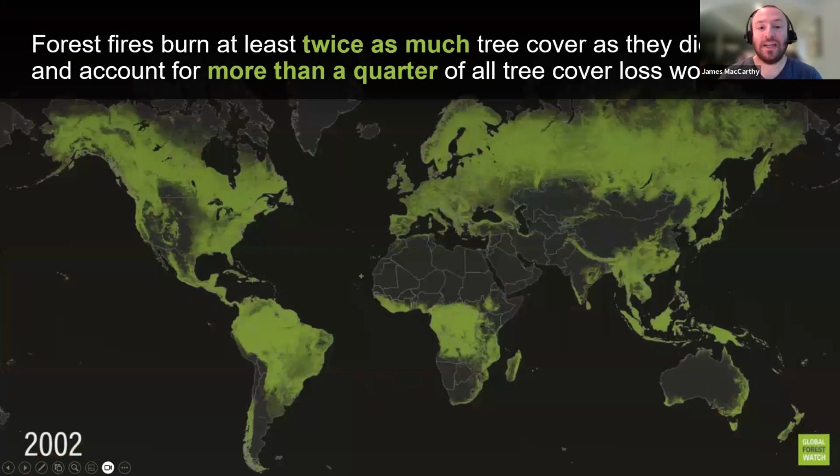According to an updated analysis by World Resources Institute, forest fires are becoming more widespread. They're causing twice as much tree cover loss now as they did in 2001. And since the turn of the century, fires accounted for more than a quarter of all tree cover loss worldwide.